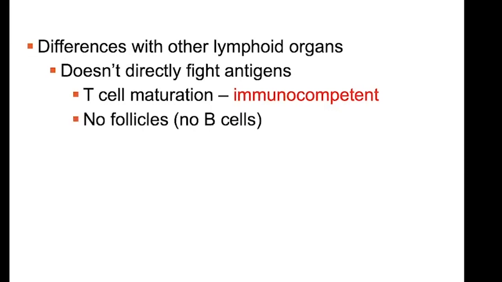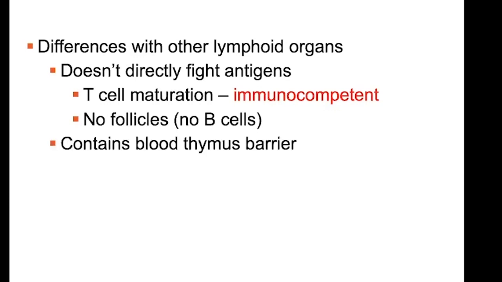Since this is not an organ that is involved in fighting antigens, there will not be any follicles. Therefore, there will not be any B cells. Recall that B cells are located within the follicles. To prevent antigens from coming in contact with the lymphocytes, there is a blood-thymus barrier consisting of continuous capillaries. This prevents the antigens from leaving the blood and coming into contact with the T cells.